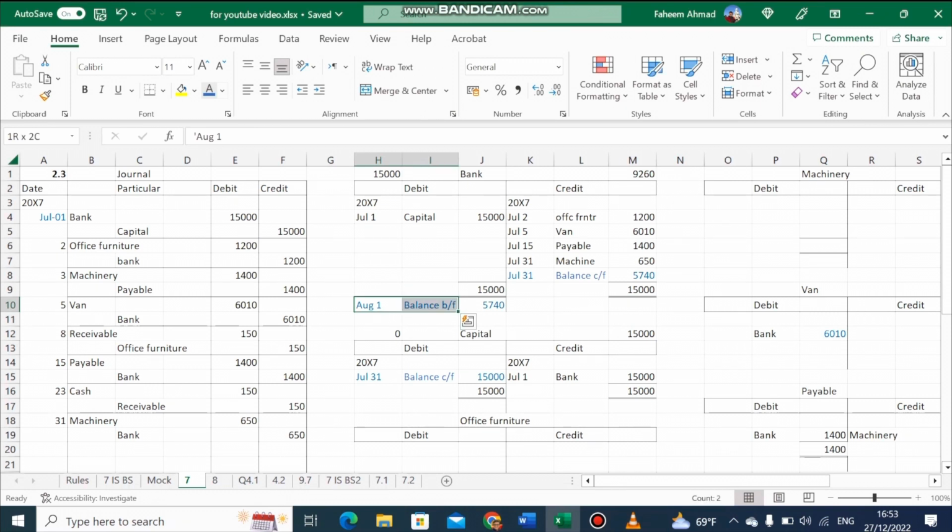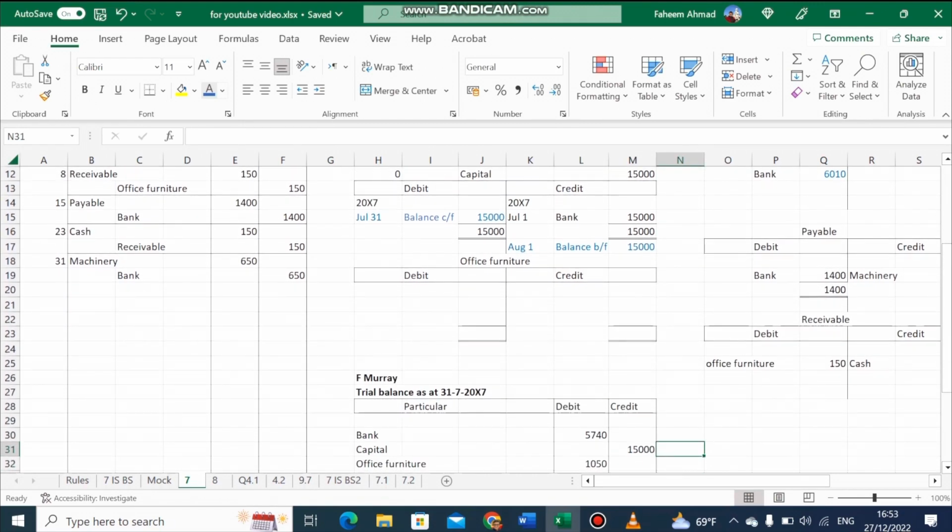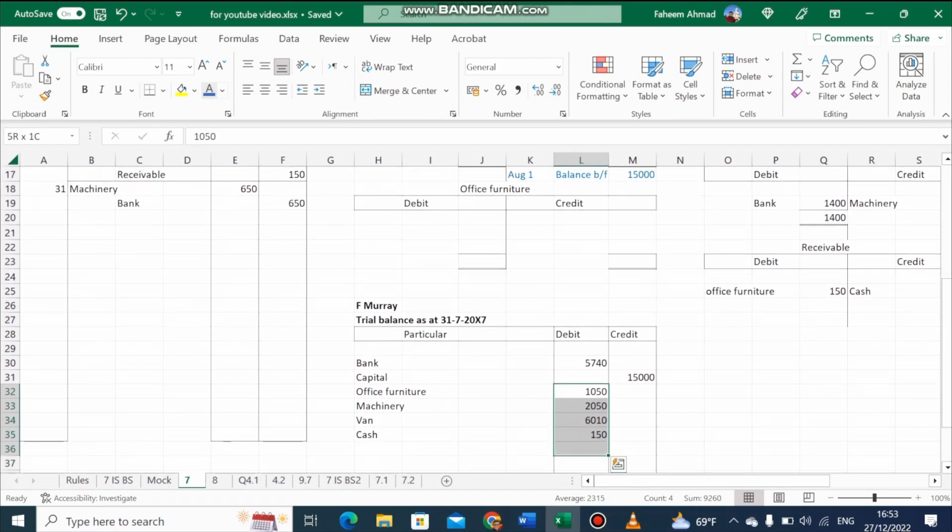So on 1st of August, balance brought forward for capital will be credit balance 15,000. This credit balance 15,000 will be copied in trial balance on credit side. I'm going to remove these balances because I'm going to calculate these balances.